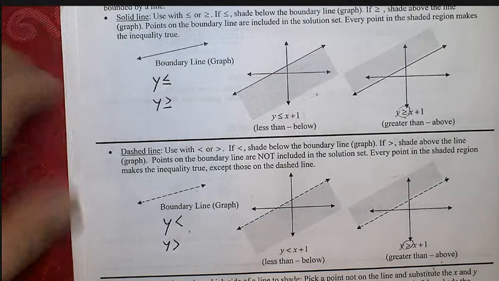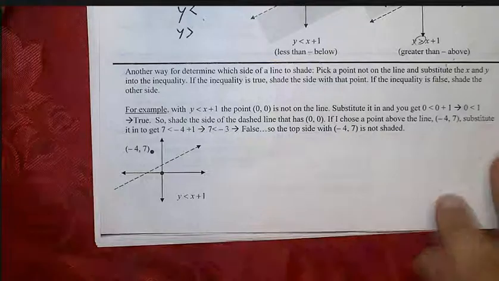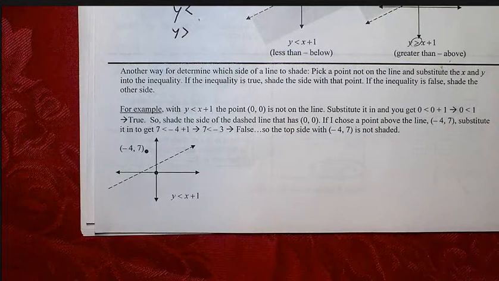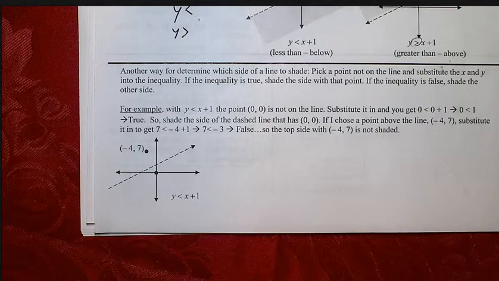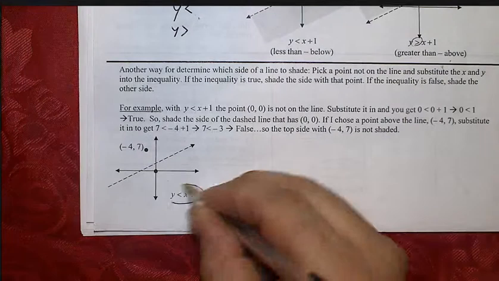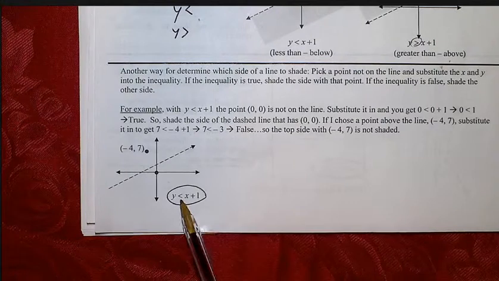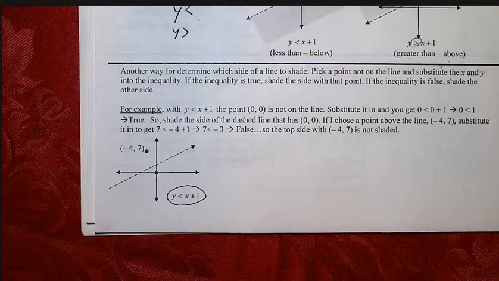Another way of doing this is you can do what I just said before, look at above if it's greater than, or below if it's less than. Another way is picking a point to test to see if that point works. So here, this is the exact graph and inequality as above. Now where's the shading going to be? First of all, notice how it's less than, so it's dashed. Now I'm going to pick any point that's not on the line. The easiest point I'm going to pick here is 0, a point that's not on the line.